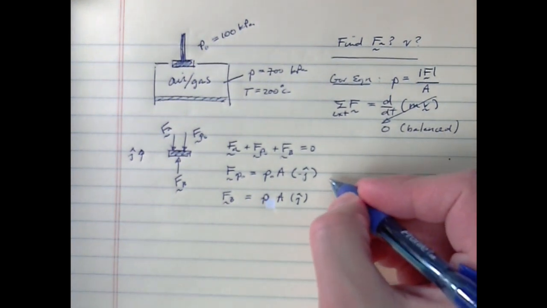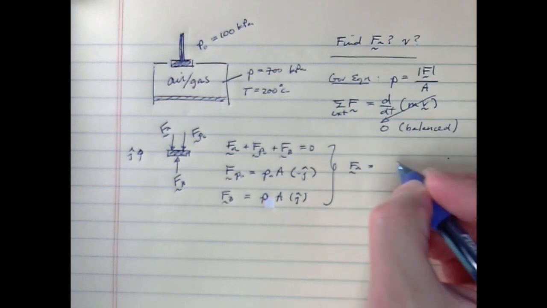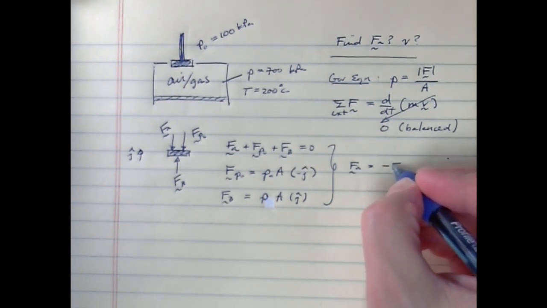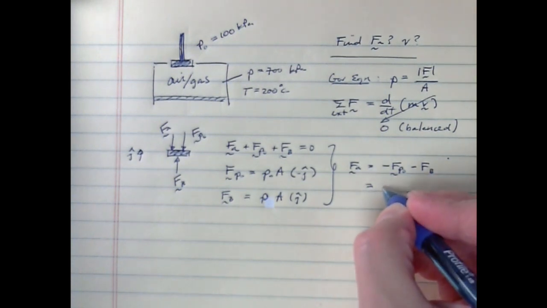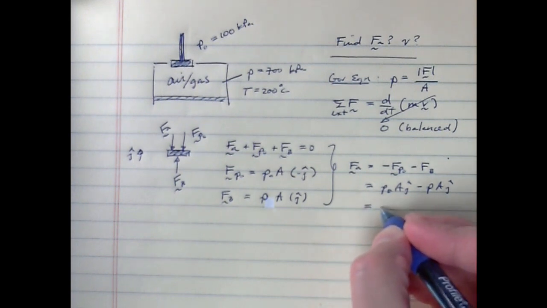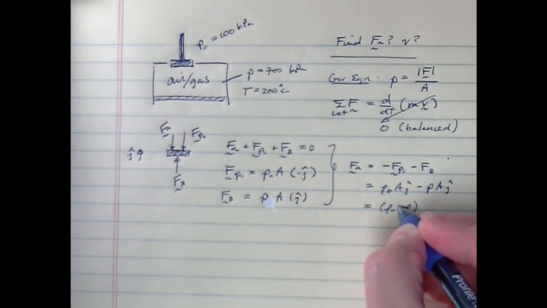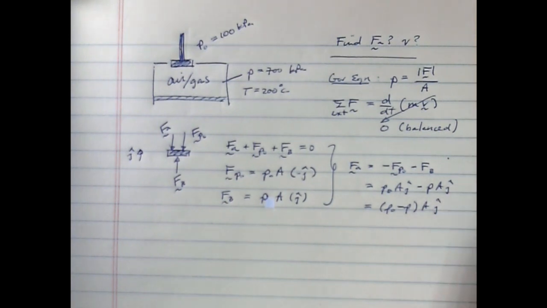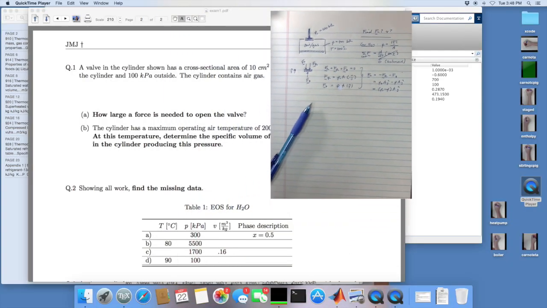And so we are looking for the force applied, of course. So the force applied is equal to minus F_P naught minus F_B. So this is going to be P naught A in the j hat direction minus P A in the j hat direction. So we are going to have P naught minus P times A in the j hat direction. And that's our force. Let's see what MATLAB has to say about this.